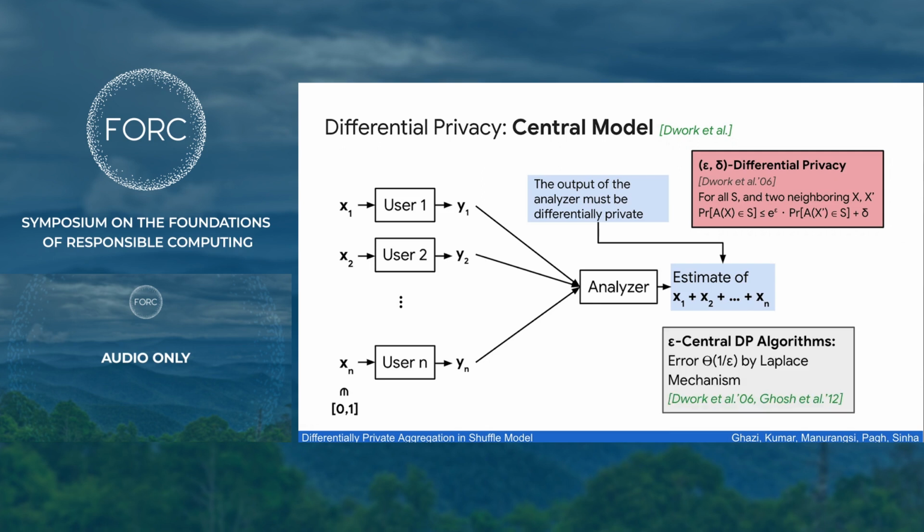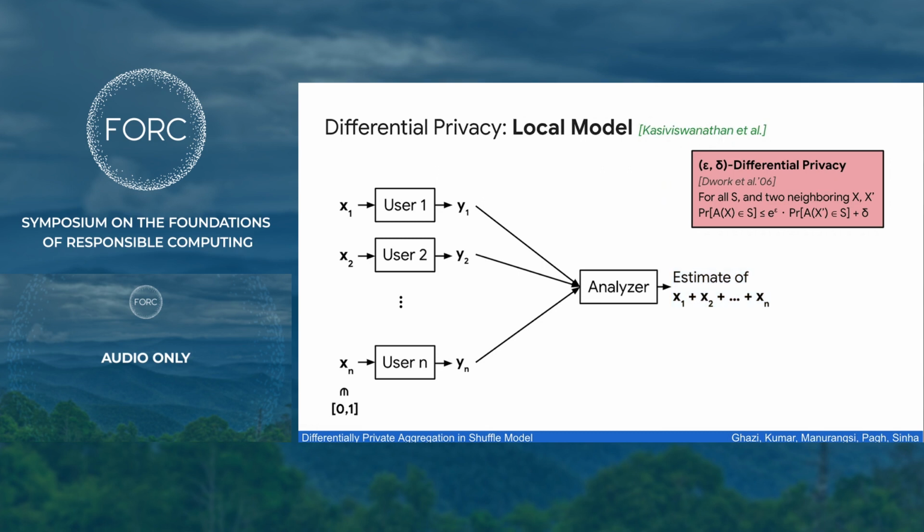This model is great in terms of accuracy because it's known that there is an epsilon-DP algorithm that can achieve an error of just 1 over epsilon. For constant epsilon, this means that we can incur just constant error. However, this model also requires a lot of trust because, for example, the analyzer may even see the users' raw input. And this might not be desired in several distributed applications.